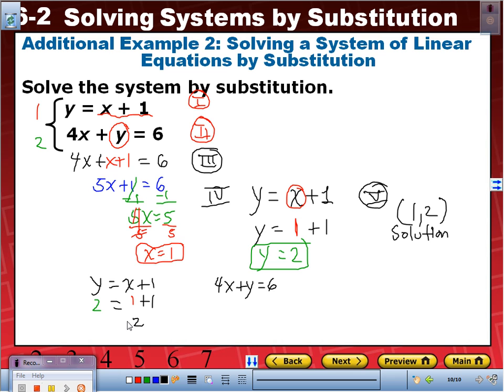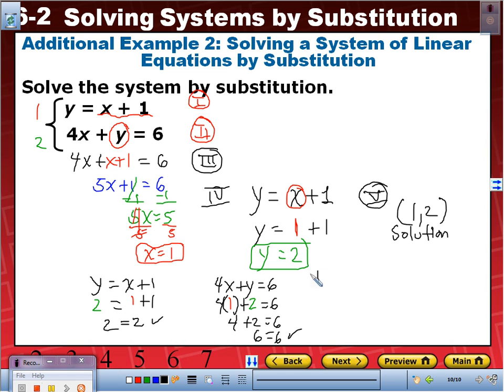So what is 1 plus 1? 2. Is 2 equal to 2? Yes, that's true. So I do the same over here. Instead of x, it's 1. Instead of y is 2. Bring everything else down. The 4 is multiplying the x, so I open a parentheses right here. 4 times 1 plus 2 equals 6. What is 4 times 1? 4 plus 2 equals 6. Is 4 plus 2 equal to 6? Yes. So therefore, it is our solution.